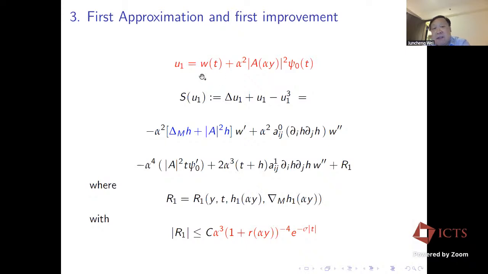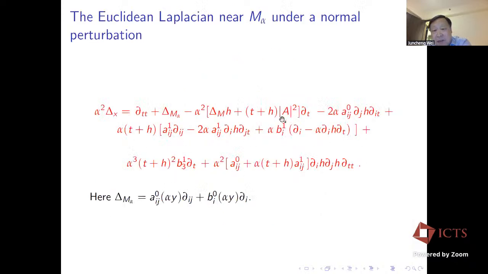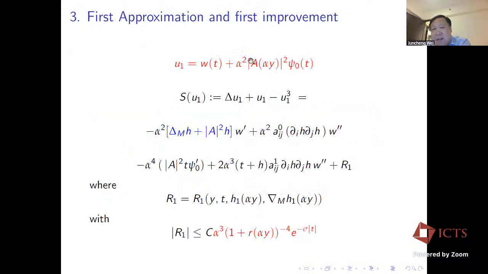Now we put in our first ansatz, W, where t is the distance to the minimal surface, and we plug this in. We're going to add a term involving the second fundamental form, because I want to kill this part. To kill this part, we modify our ansatz with this A squared, the second fundamental form, and we plug this in, and we get a new error of order alpha cubed. We kill this A squared term, and so the new error is like alpha cubed times (1 plus r) to the minus 4 times e to the minus sigma t.